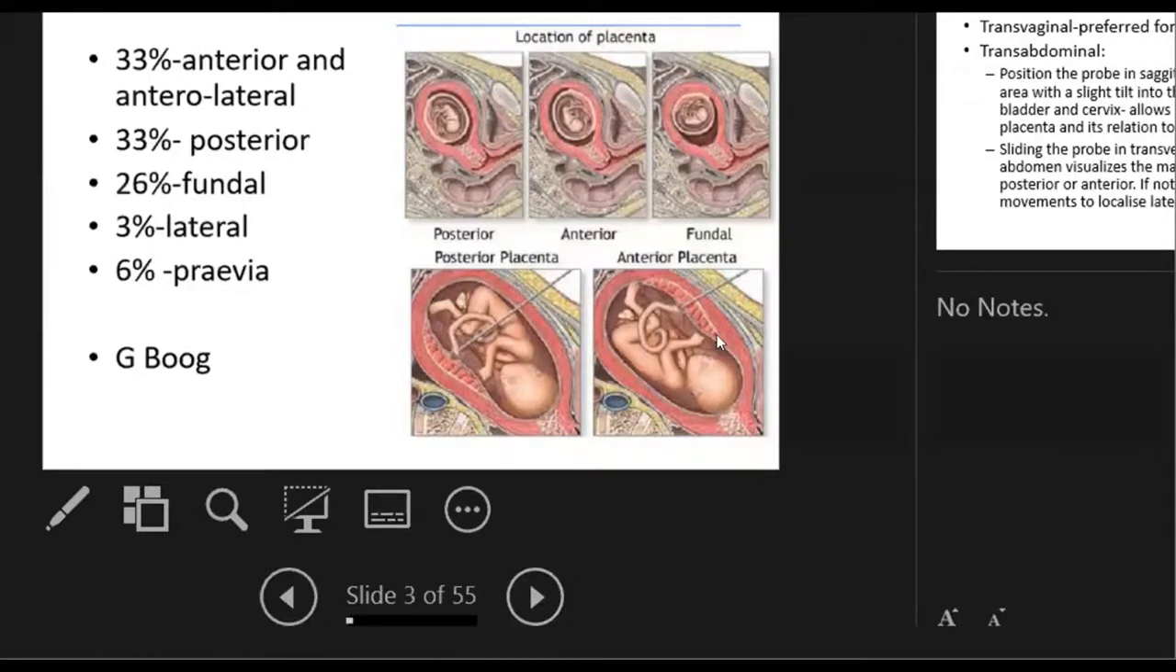So this is a baby. We can see the placenta is anterior here, the placenta is posterior here, and in this case, it's fundal. The images are not that clear. You can't see my finger. Okay, sorry. So here it's in the posterior segment, here in the anterior segment, and here it's fundal.